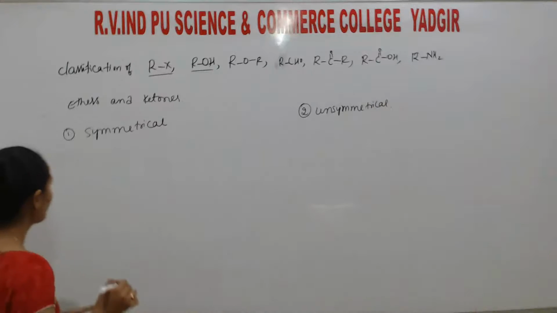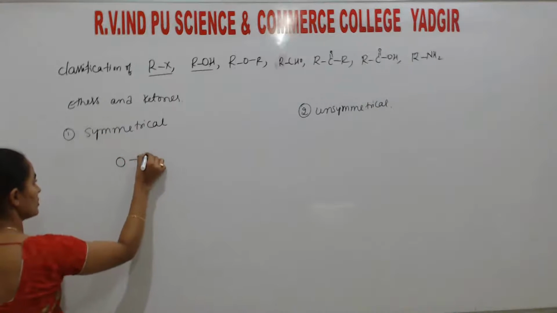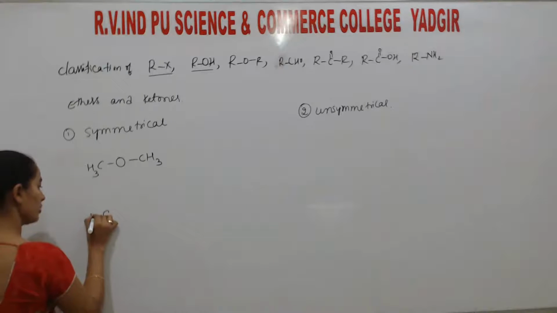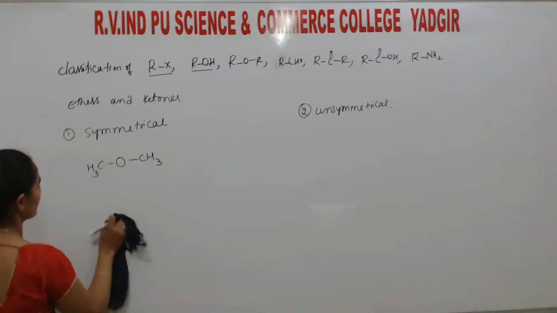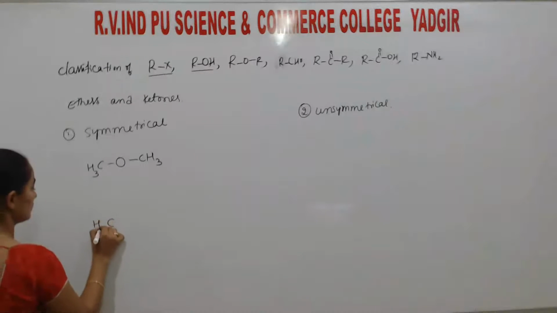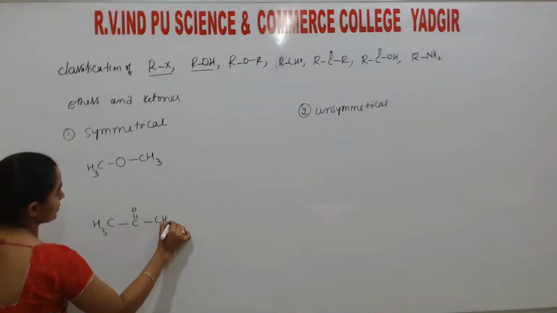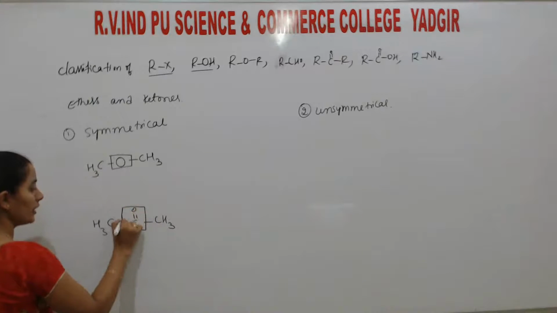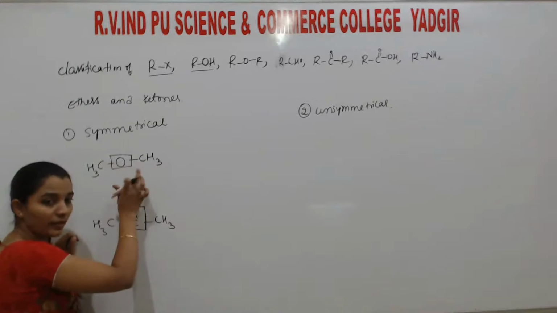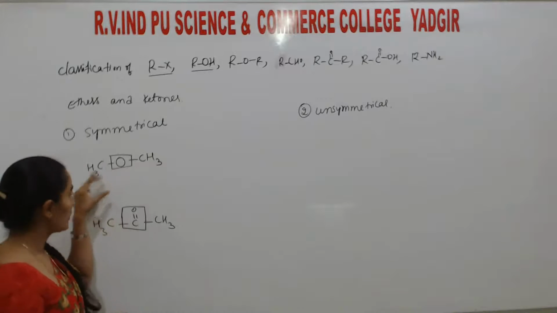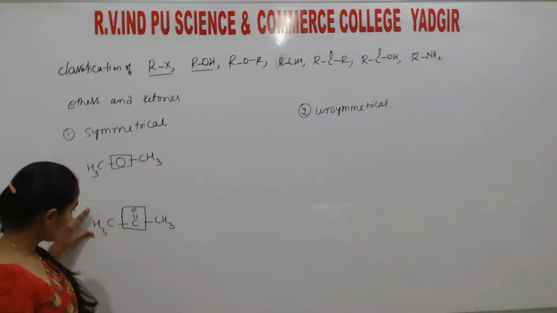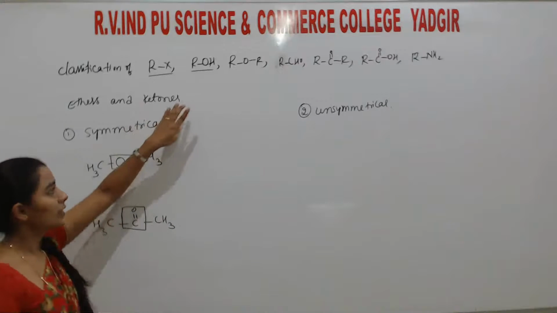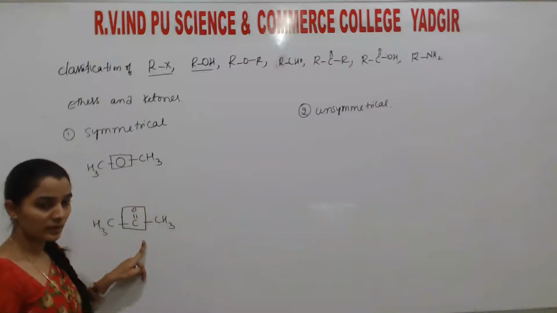I'll give an example. Listen, the ether functional group is oxygen, with CH3 on either side. And the ketone functional group is CH3, C double bond O, CH3. Assume this is the functional group of ether, and this is the functional group of ketone. On either side of the functional group, if the R groups are the same, here CH3 and here CH3, then they are said to be symmetrical ethers or symmetrical ketones. This one is a symmetrical ether, this one is a symmetrical ketone.